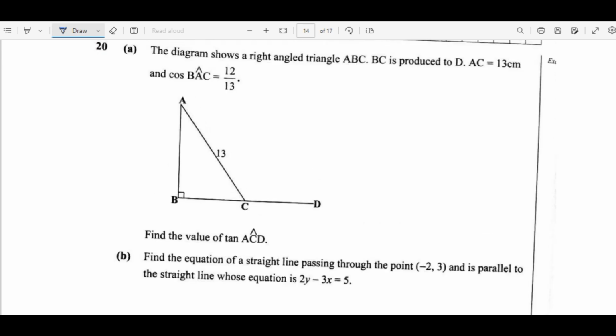Okay, so we have question 20. The diagram shows a right angle triangle ABC. BC is produced to D. AC is equal to 13 centimeters and cos BAC is equal to 12 over 13. Find the value of tan ACD. So the value of ACD, this value here.